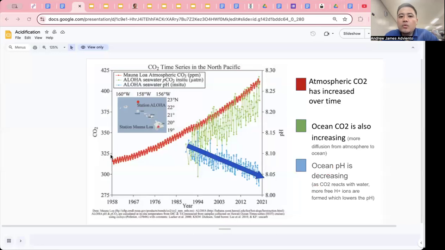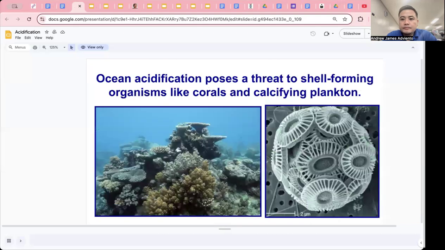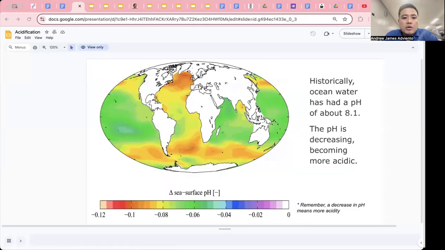So historically, ocean water had a stable pH of about 8.1, making it slightly basic. However, as carbon dioxide levels have risen, the ocean's pH has been steadily decreasing. And lower pH means a more acidic ocean. Even a small drop in pH can disrupt marine ecosystems. This is concerning because ocean organisms have evolved in a stable pH environment, and they are struggling to adapt to these rapid changes.